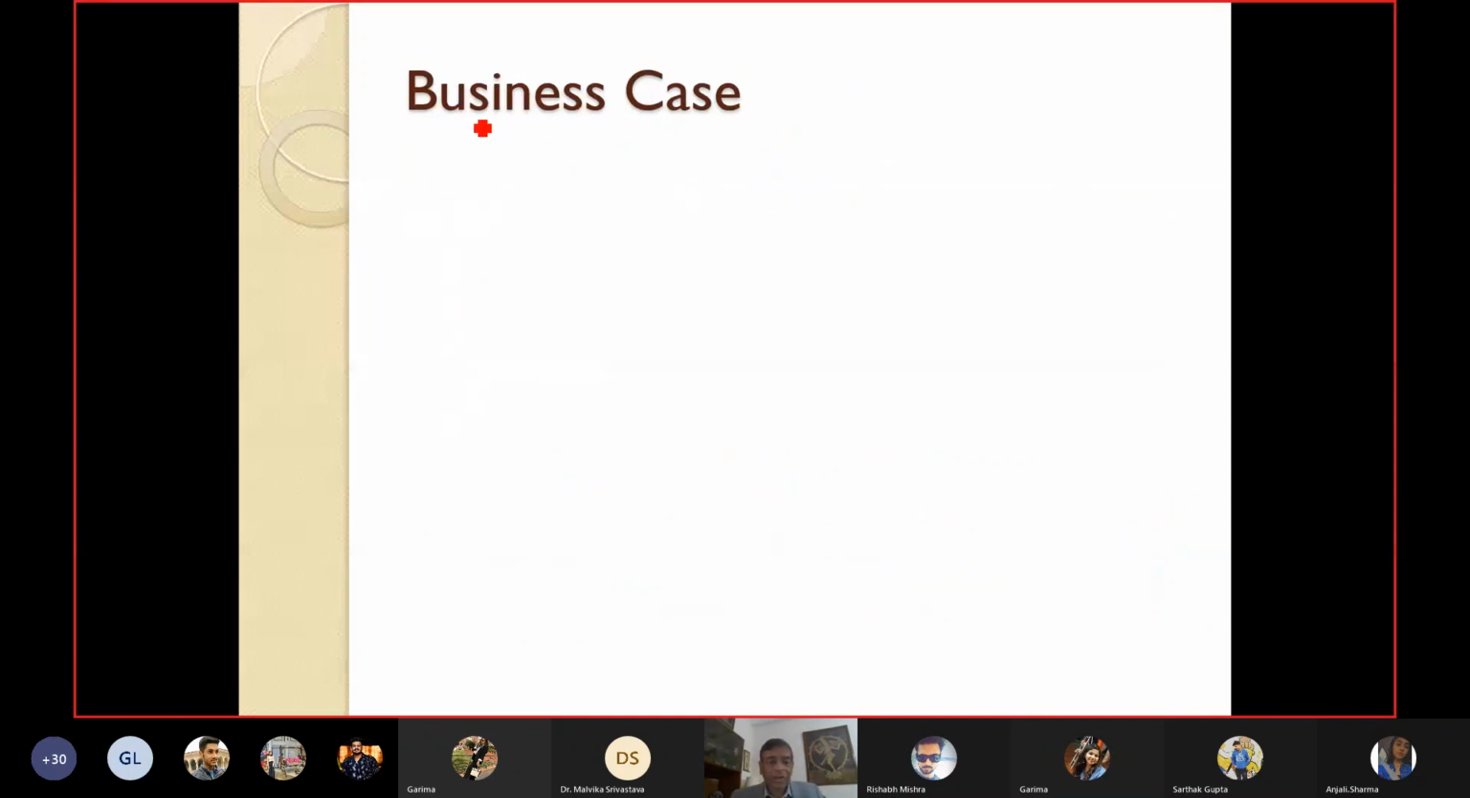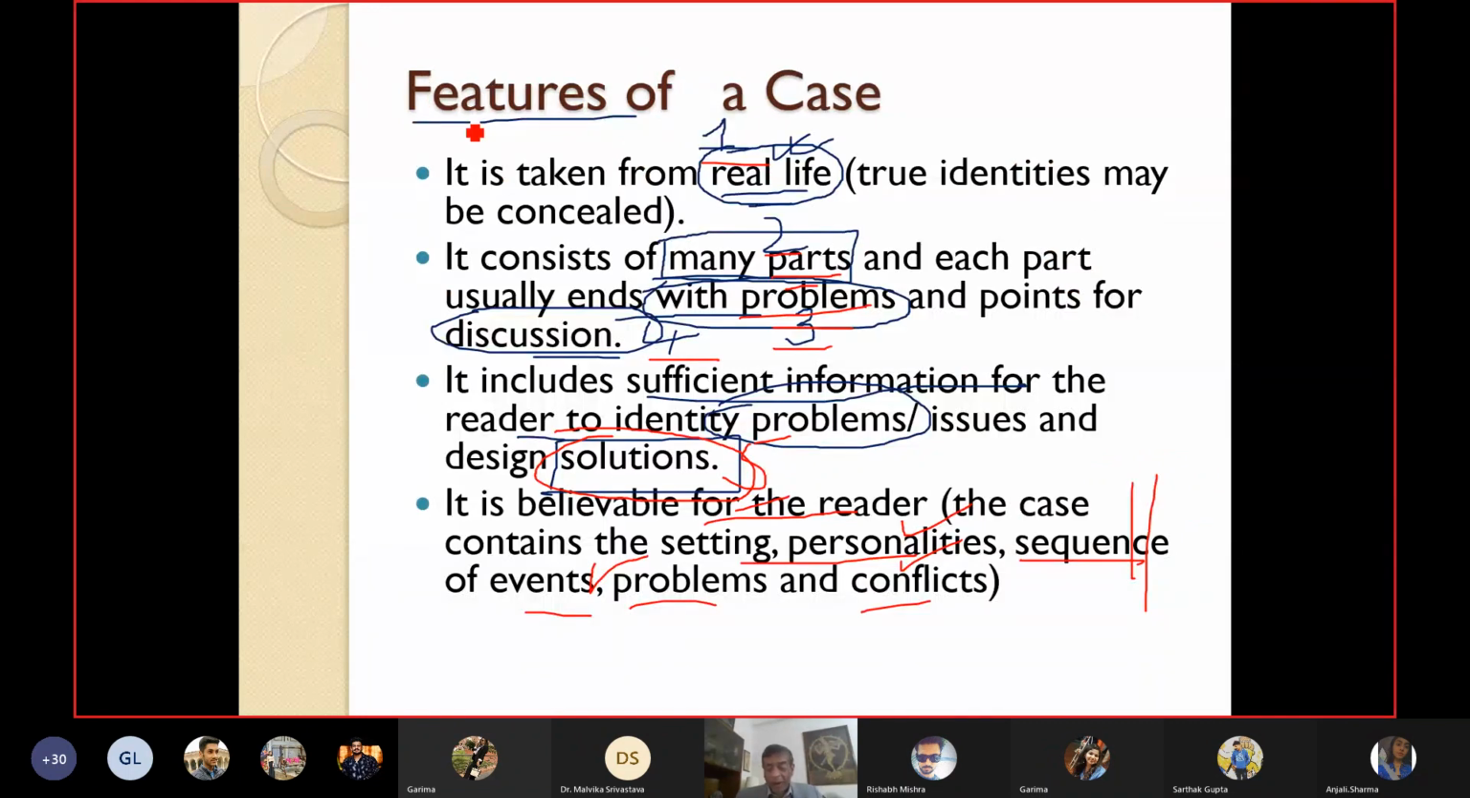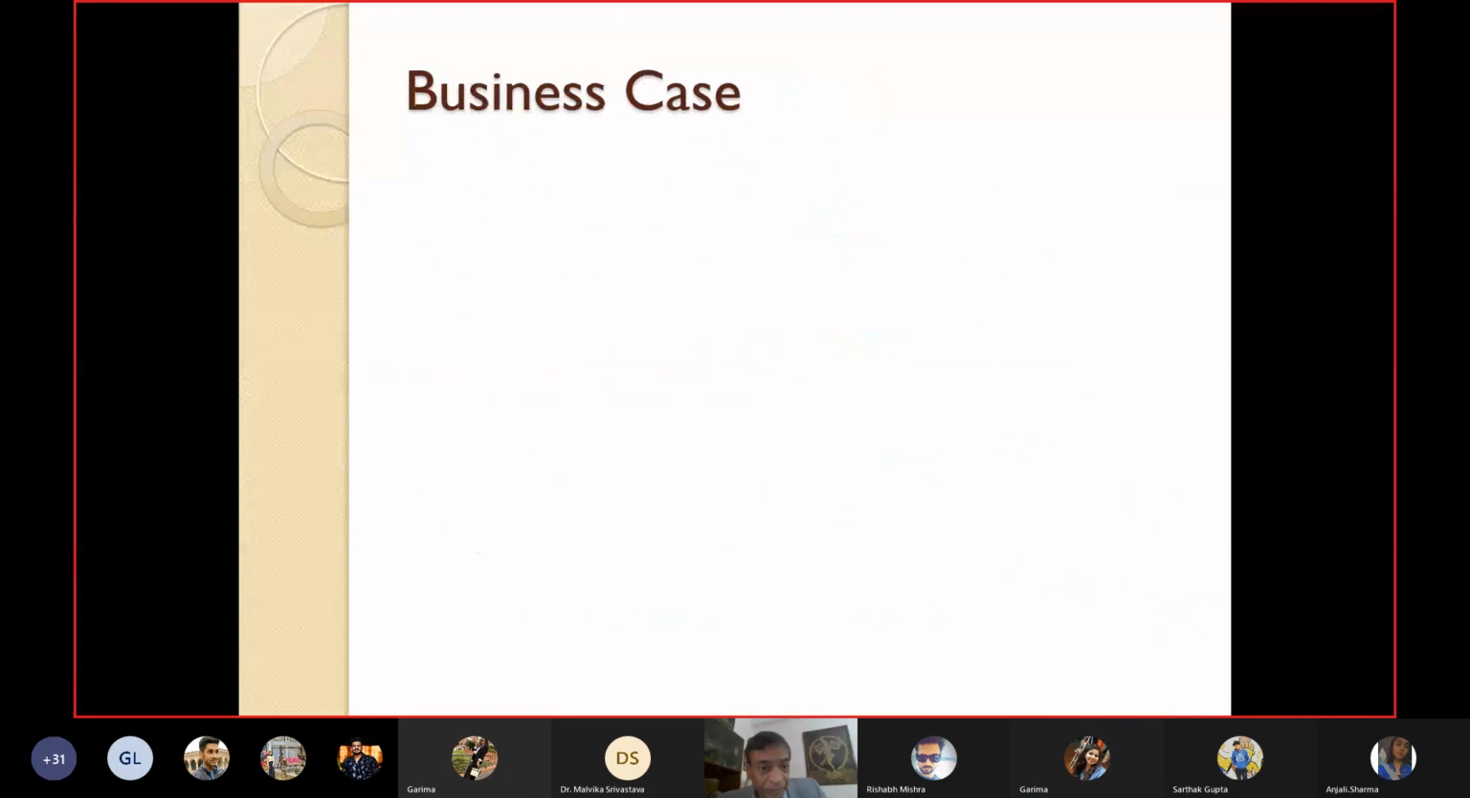All right, ladies and gentlemen, so this is about a case in general. It is believable for a reader when you read a real life situation that it has many parts. Each part has a separate problem for discussion, and for each of the problems we can find an amicable and pragmatic solution. So a reader in a case refers to many personalities, many events, many problems, many situations of conflicts. It depends on the nature of the case.